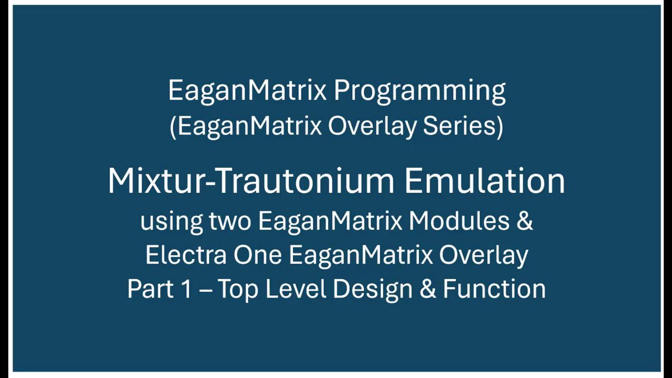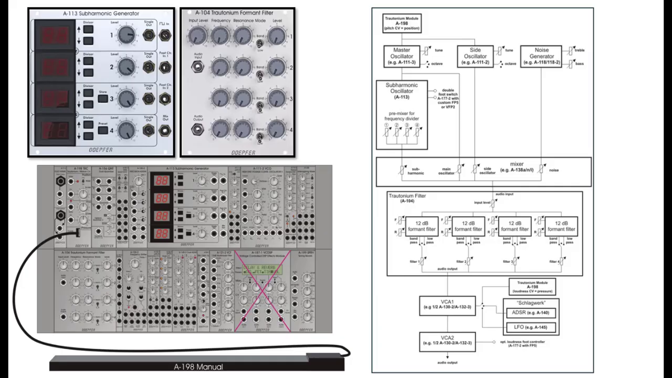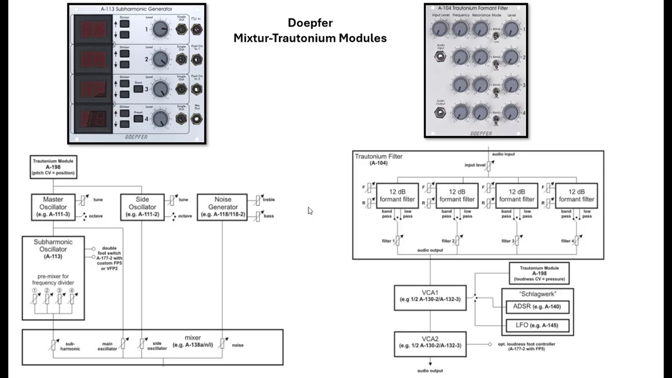Dopefer came out a while ago with two Eurorack modules, a subharmonic generator and a Trautonium formant filter. These were used as the central components of creating a Mixtur-Trautonium using other modules and a ribbon controller as the user interface.